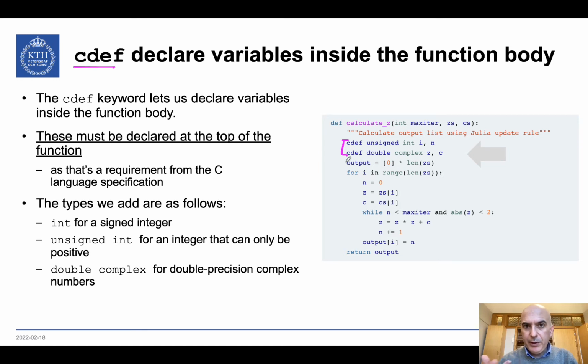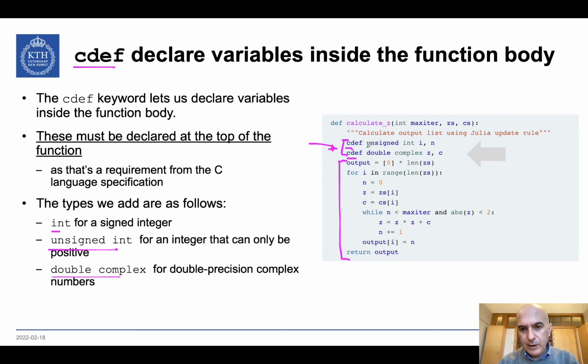So you see here an example of using a cdef definition. We have our previous PyX code that was pure Python. What we're adding at the beginning of the function, following the C convention of putting the definition at the beginning of the function, is this type annotation. So we use cdef, and then we give the types of the variables we want to use. We can use int for a signed integer, unsigned int for an integer that can only be positive, and double complex for a double precision complex number.